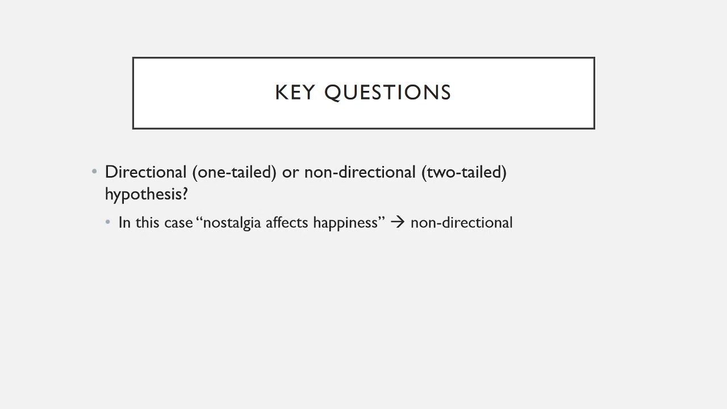So key questions when you're going into this process of evaluating your correlation for significance: determine whether or not you made a directional or non-directional hypothesis, because that will lead you to either a one-tailed or a two-tailed test.